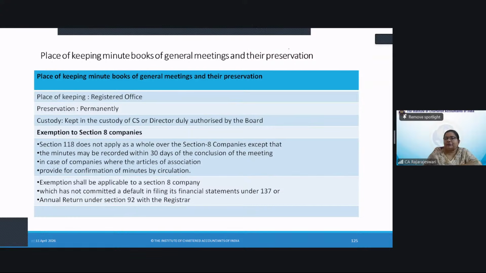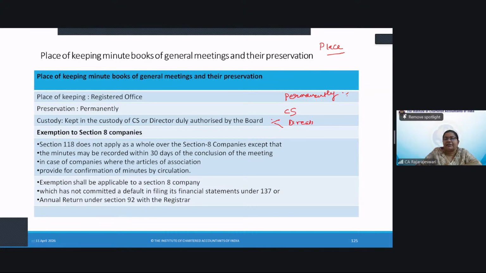Then where you should keep the minutes, and who are the persons entitled for inspection. So you keep the minutes in the registered office of the company, for permanent preservation. That's why it should not be mutilated or torn or tampered. It should be preserved with care. And you keep it in the custody of the company secretary or any director.